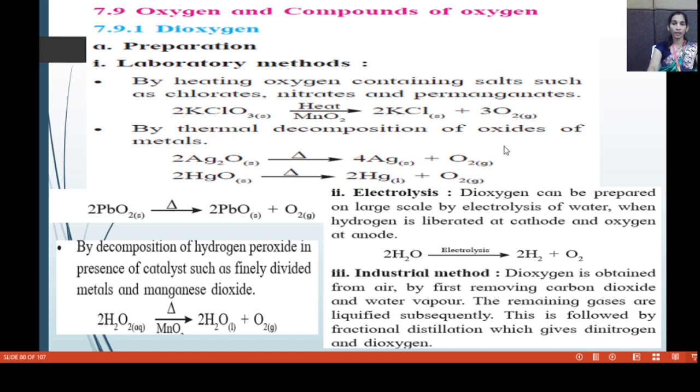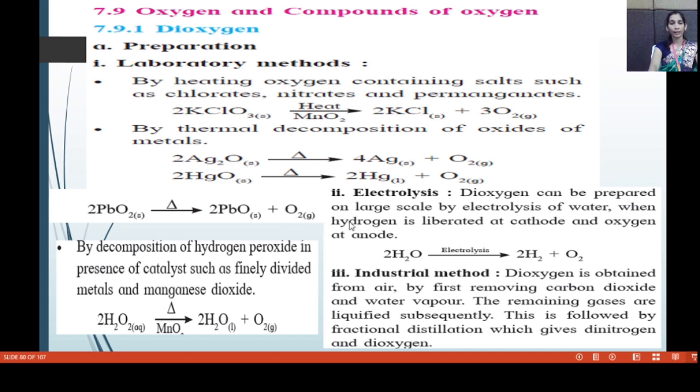Also by the thermal decomposition of oxides we get dioxygen. Here Ag2O, that means a metal oxide. Here we take Ag and Hg as metals, and these metal oxides on heating, that means thermal decomposition, give dioxygen. Also from PbO2 on heating we get PbO, lead oxide, and oxygen.